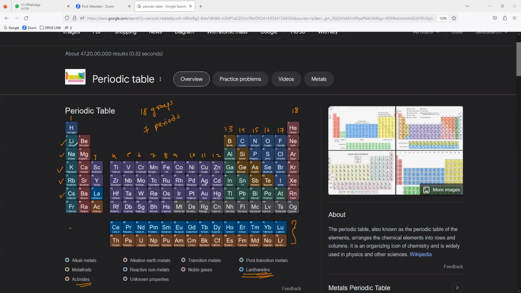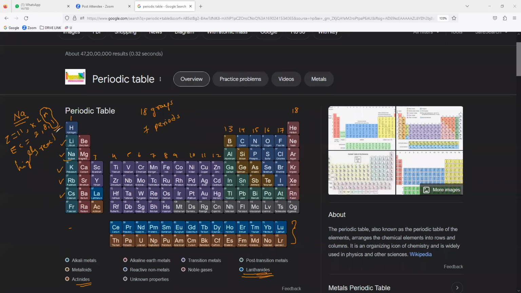Now, can you tell me the electronic configuration of sodium? Sodium is very important for us, so let me take sodium. The atomic number is 11, so the electronic configuration is 2,8,1. K, L, M. This is the valence shell. How many electrons are in the valence shell? One electron. That is why they are very reactive, highly reactive.